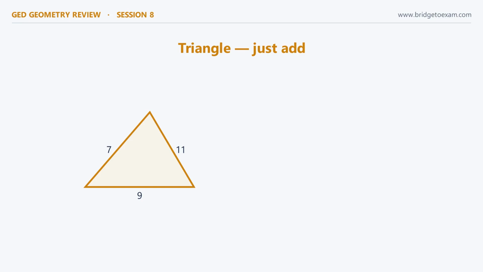For shapes without a shortcut, just add. This triangle has sides 7, 9, and 11. 7 plus 9 plus 11 is 27. That is the whole perimeter.